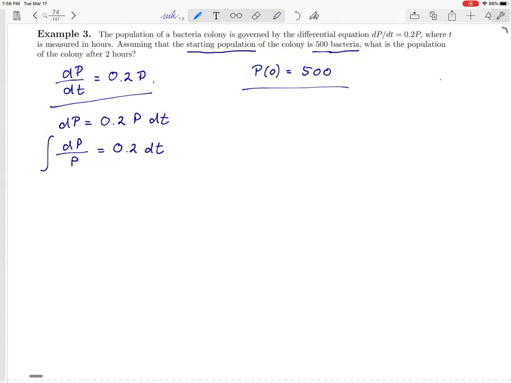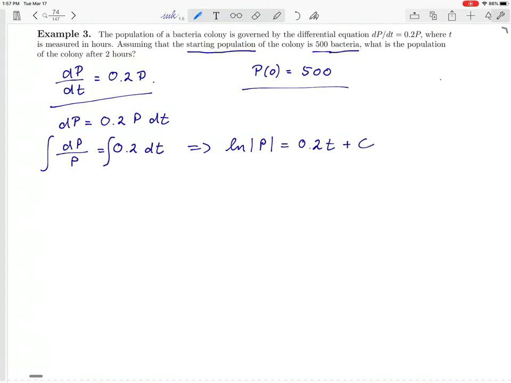Integrating both sides, I have the integral of dp over p is equal to the integral of 0.2 dt. This looks similar to a differential equation we have seen before, our first example. On the left-hand side, when I integrate, I get the natural log of the absolute value of p, and on the right-hand side, I get 0.2t plus c.